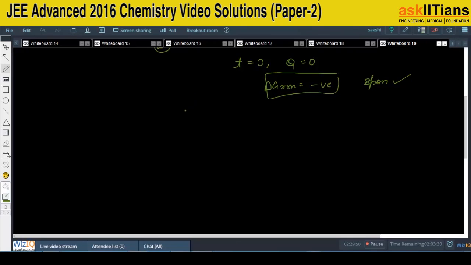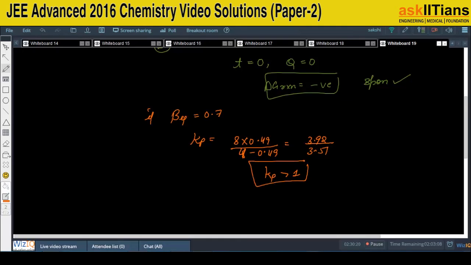The third option says that B equilibrium is 0.7. Now let's try to figure this out also. If B equilibrium is 0.7, I will not ask you to solve for the value of B equilibrium. Rather, since he is telling us that you can take B equilibrium as 0.7, you find the Kp value, which will be 8 into 0.49 divided by 4 minus 0.49, and this will come out to be 3.92 divided by 3.51. So you can find that the Kp value is coming out to be greater than 1.